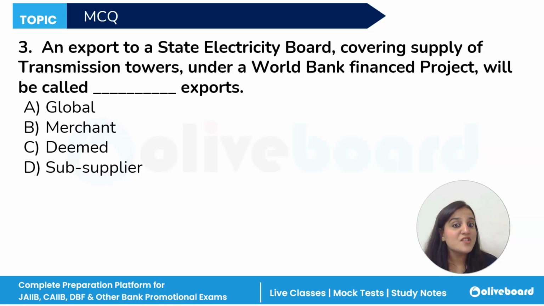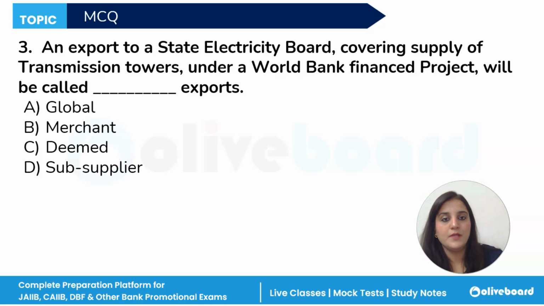See here. An export to a state electricity board covering supply of transmission towers under a World Bank financed project will be called, you can examine yourself here. Don't be confused here with the World Bank financed project which is given in the question. Don't be confused. Just try to evaluate yourself. What is the correct answer here?